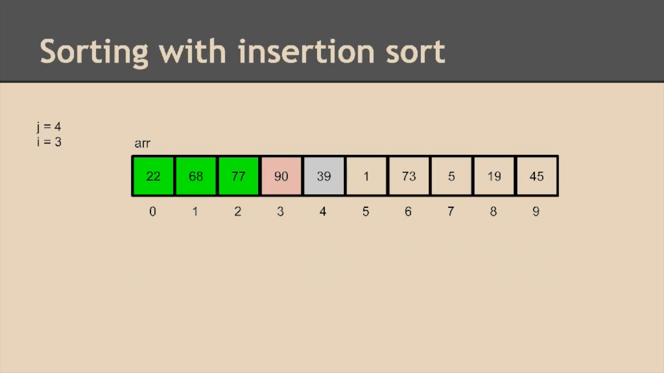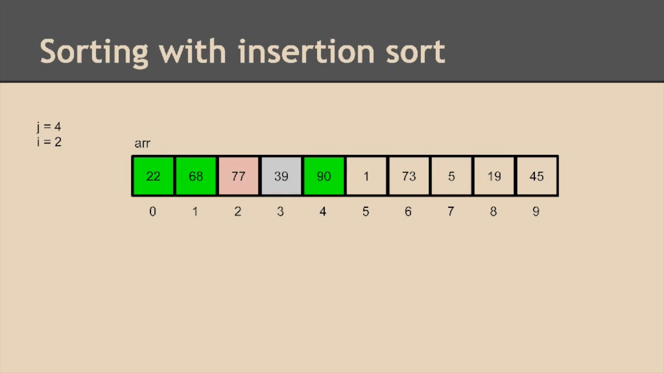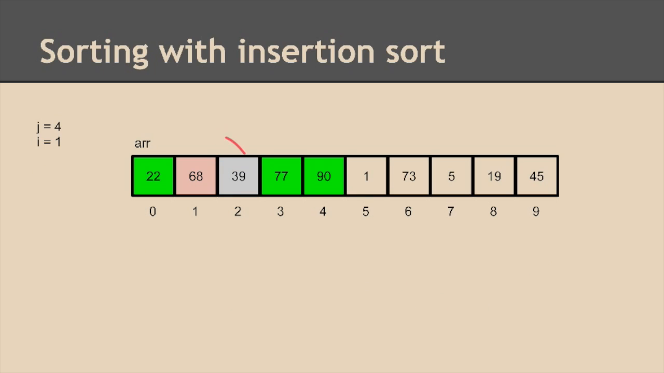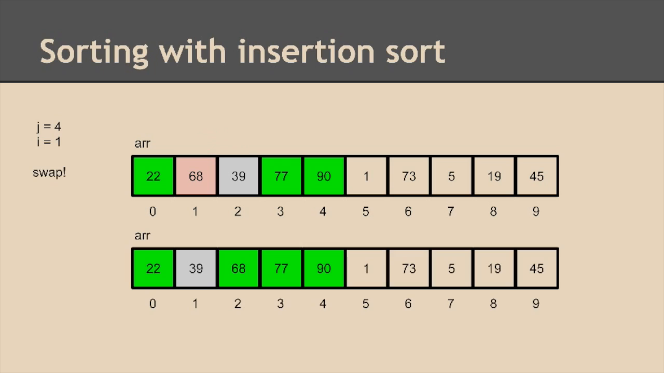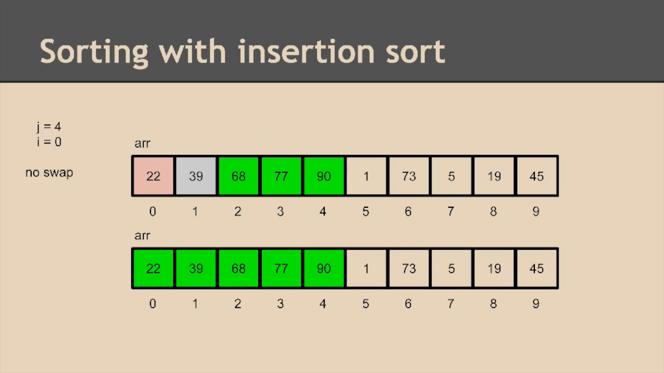Next, we're going to look at 39. And again, we'll start by comparing it with its neighbor. Swap it. Compare to its neighbor. Swap it. Compare to its neighbor. Swap it. And lastly, for the 39, compare to its neighbor. No swap is required. And now everything from here to the left is sorted.